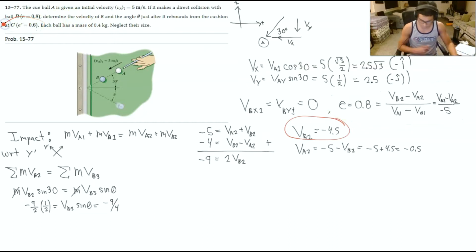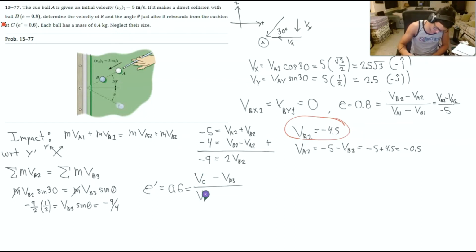It's hinting at that. So E prime is equal to 0.6, and then it's going to be equal to what? It'll be equal to VC2 minus VB2. So it's not going to be VB2. It's going to be VB3. My subscripts are all off today. VB3. And there's no such thing as VC2. It's just VC. And then, in this case, it's going to be VB2. And then here, it's going to be VC.